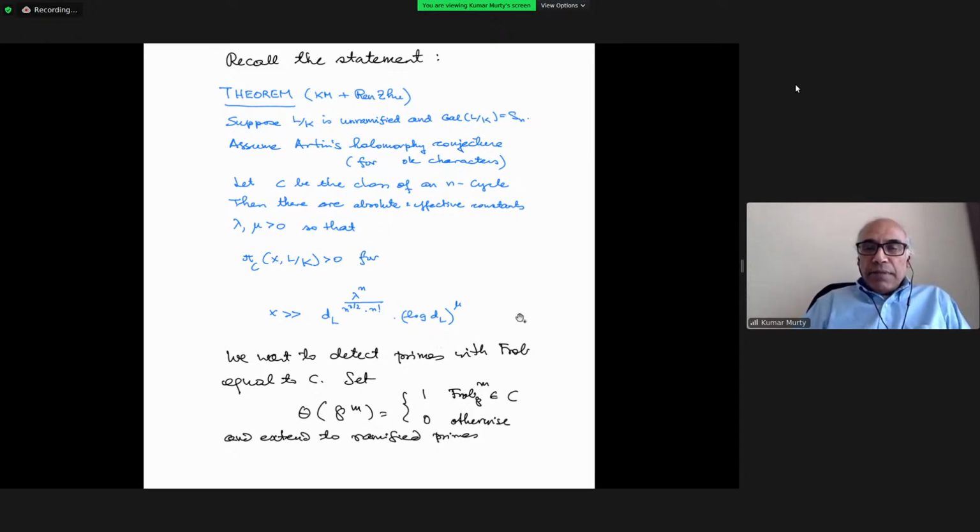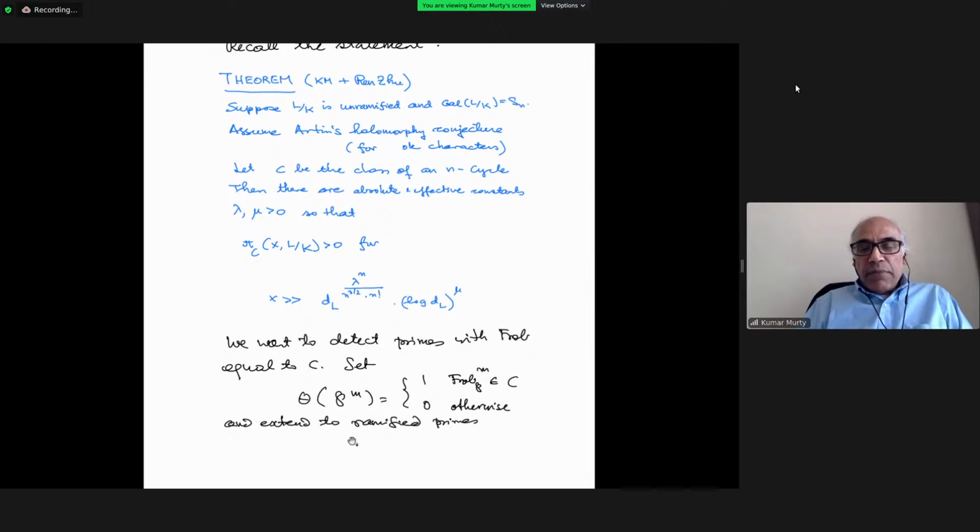So this part of the argument you would go about in a more or less standard way. We want to detect the primes with Frobenius equal to C. So you just define the indicator function: theta of P will be 1 if the Frobenius is in C and 0 otherwise. You need to worry about prime powers as well. So you can define the Frobenius associated to a prime power to be the mth power of the Frobenius of the prime. And you have to also figure out what to do about ramified primes. And what you do, basically, is an average over inertia. You can still define something here.